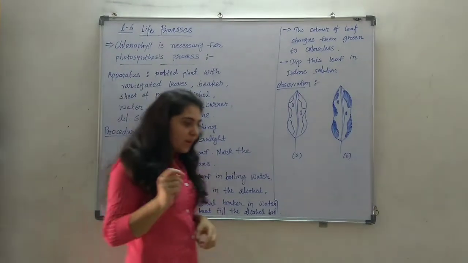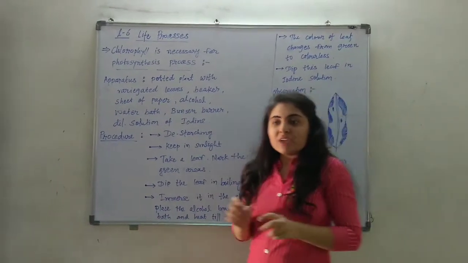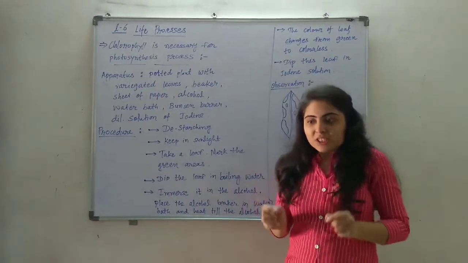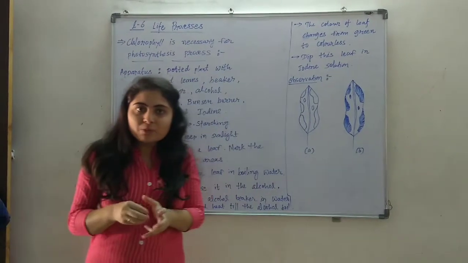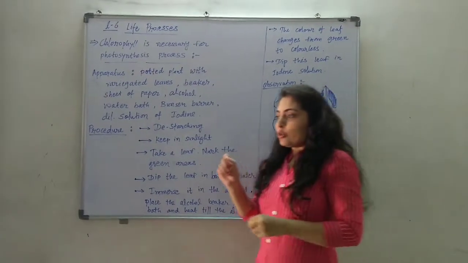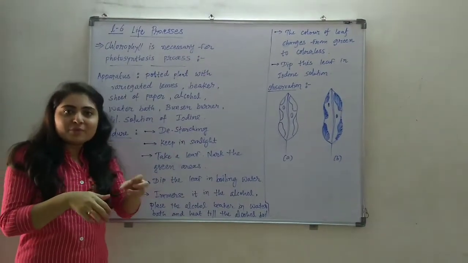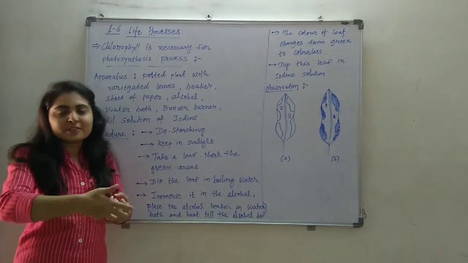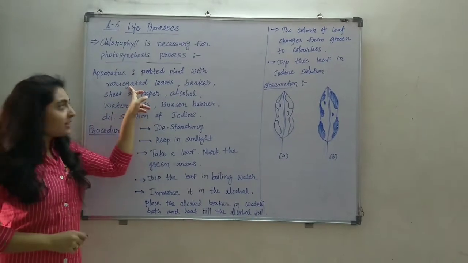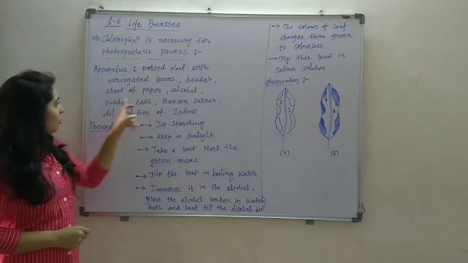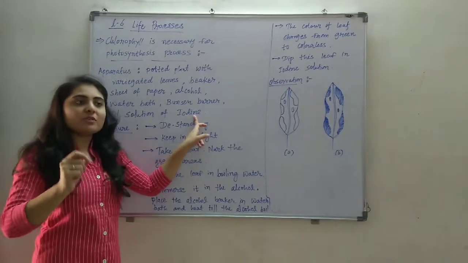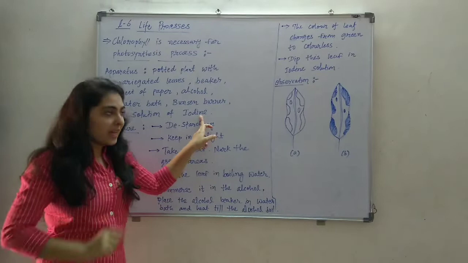What are variegated plants? These are the plants which have leaves of different shades. It means the green shade has the chlorophyll pigment in it, and a different color will have a different colored pigment in the leaves. So the green area will represent the chlorophyll pigment and other shades will represent a different pigment. So we need a plant having variegated leaves, beaker, sheet of paper, alcohol, water bath, Bunsen burner, dilute solution of iodine. The iodine solution will be used to see the presence of starch.